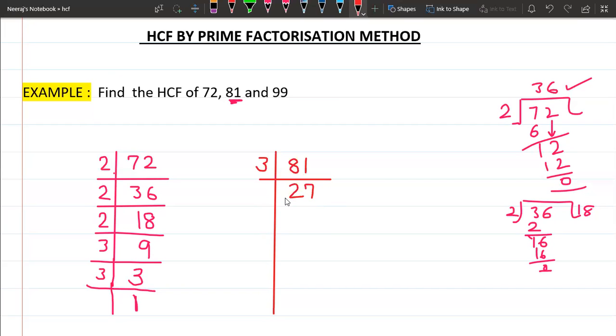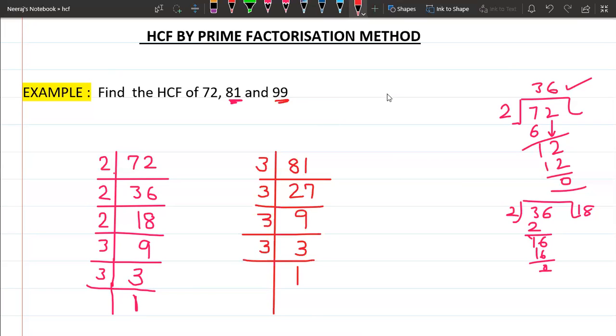Next we have to check that 27 is again divisible by 3. So we will write 3 nines are 27. Again the 9 is divisible by 3. So 3 3s are 9. And 3 is again divided by the number itself. 3 ones are 3. Again we have got the 1. We have to stop the division over here.